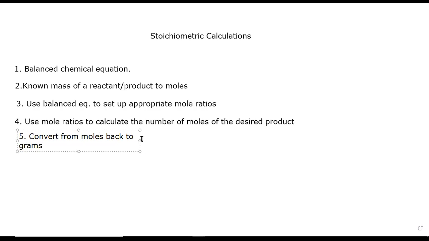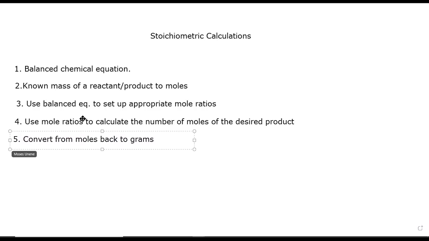So balance the chemical equation, and then use the known masses of reactants and product to get moles, and then use the balanced equation to set up appropriate mole ratios. And then number 4, use the mole ratios to calculate the number of moles of a desired product, then convert from moles back to grams.